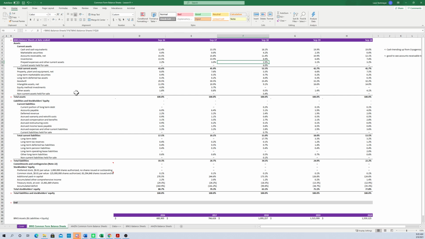Prepaid expenses, other current assets, not much of a trend there. Fixed assets, also not much of a trend. Long-term marketable securities, yep, trending down. Deferred tax assets, this is related to the business sale. Goodwill. Okay, so goodwill down 2018 from 2017 because of the sale of the cryogenics business. Same thing with intangible assets. And they acquired a series of businesses in 2019 as well, which increased both intangible assets and goodwill.